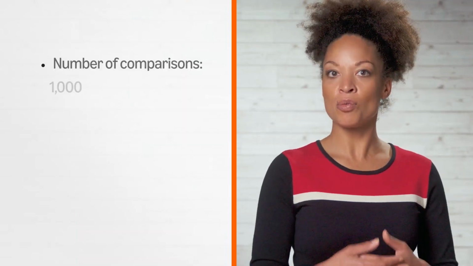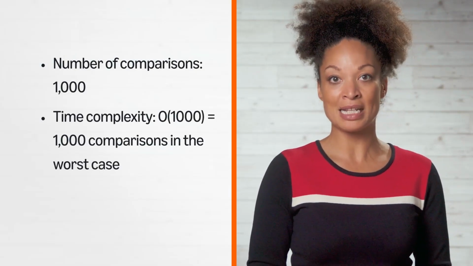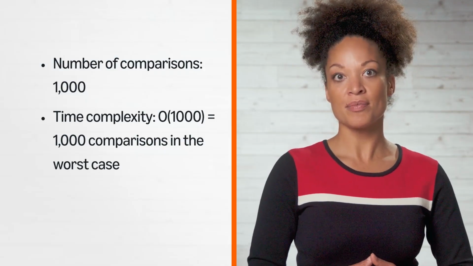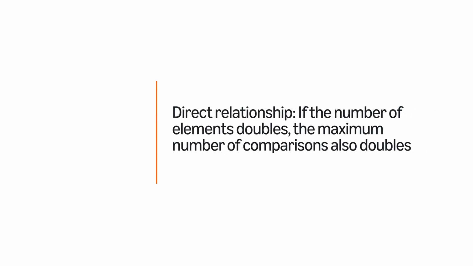If you're searching for the number 1,000, the linear search will go through all 999 preceding elements before finding the target. For each search, the program prints out the number of comparisons needed to find the target or finish searching the entire array. The reason linear search is O of n is because, in the worst case, you might have to check every element in the list to find the one you're looking for, or to confirm that it's not in the list. This is a direct relationship. If the number of elements doubles, the maximum number of comparisons also doubles.